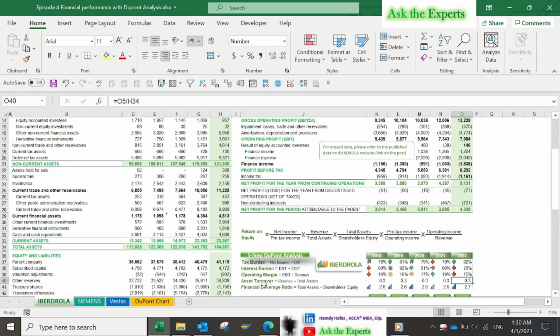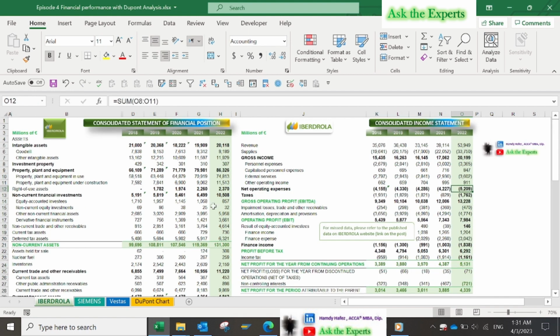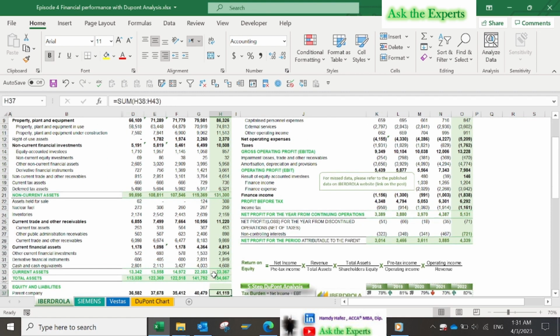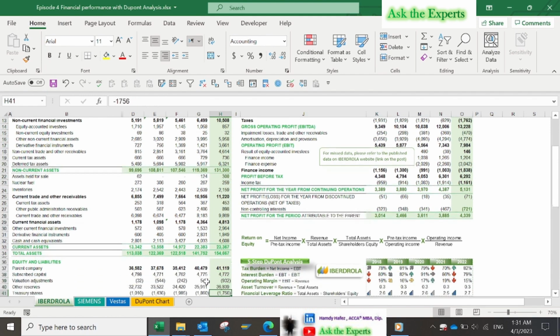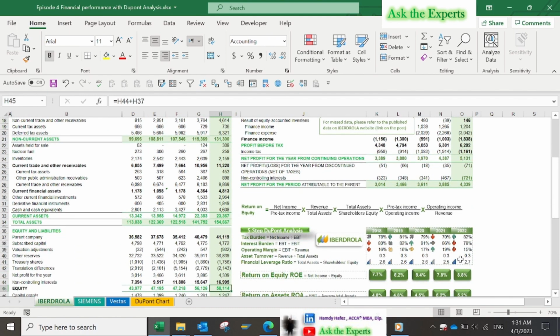Step number 4 is the asset turnover, which is equal to the revenue divided by the total assets. But wait, it's assumed to be the average total assets, not just the total assets. But in our case, we will assume it will be the total assets for each year. Also, the model uses the gross assets value instead of net asset value. This will mean ignoring the depreciation.